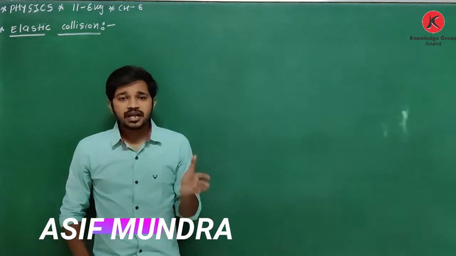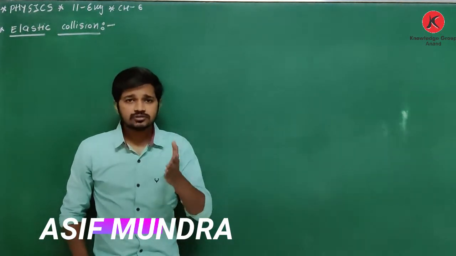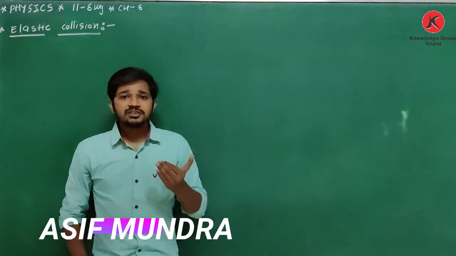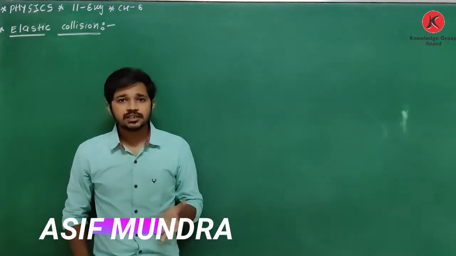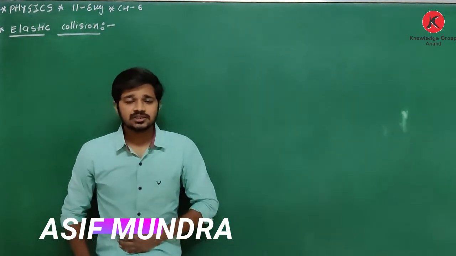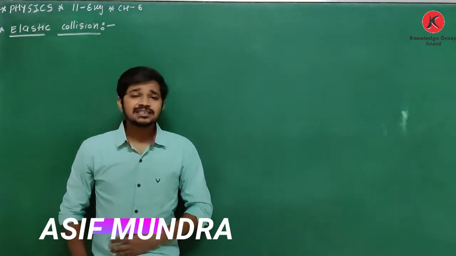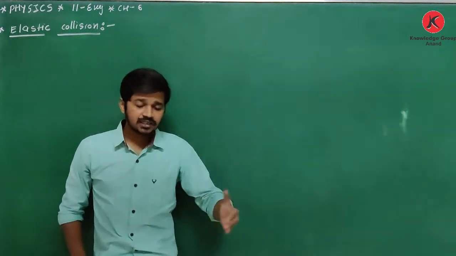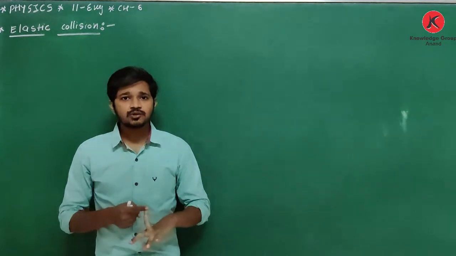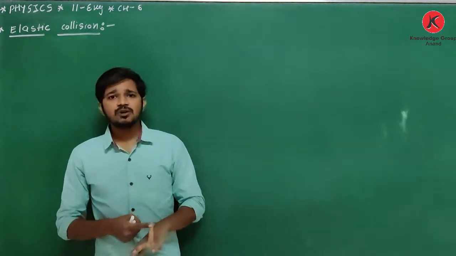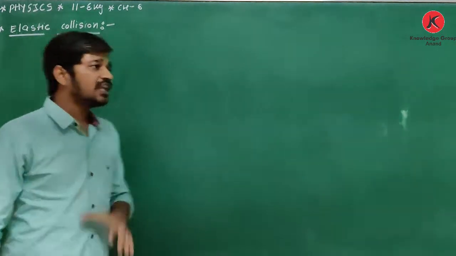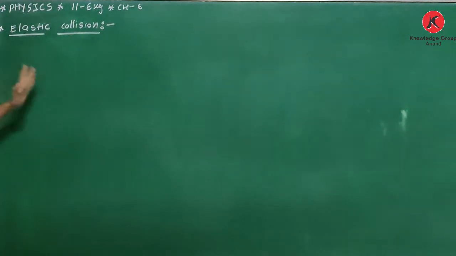How does the direction of an object change after collision? What is the energy of the objects after collision? That we will study in this section. There are types of collision: elastic collision, inelastic collision, and completely inelastic collision, or you can say perfectly inelastic collision. Today in this lecture we will see elastic collision.